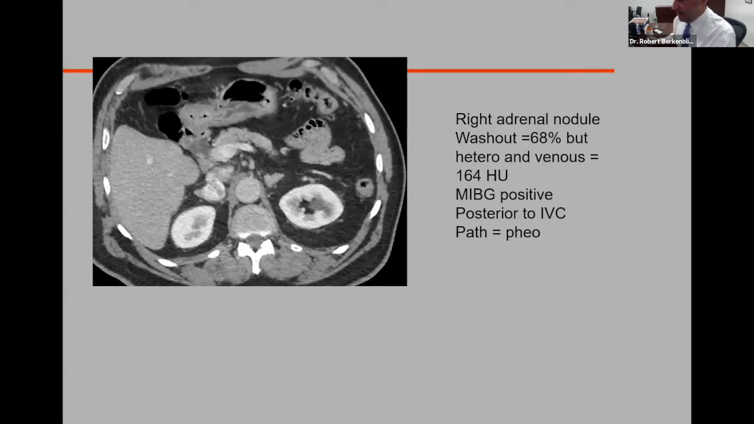Let's take a look at a couple more cases. This is a patient with the right adrenal nodule. Here's the IVC, here's the nodule. Washout was calculated at 68%, which is very high, and you would think of an adenoma. However, notice how the enhancement is heterogeneous, and the enhancement in the venous phase was very high, 164 Hounsfield units. An MIBG study was positive, and this is a path-proven pheochromocytoma. So despite the high washout, it had features not typical for an adenoma, heterogeneous enhancement and very high enhancement.